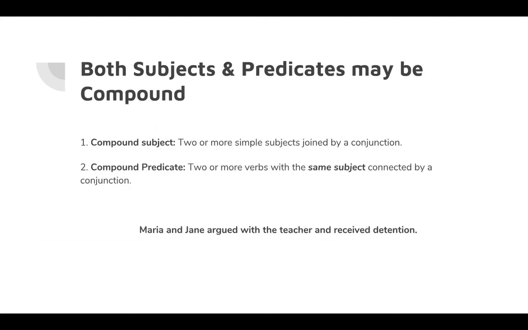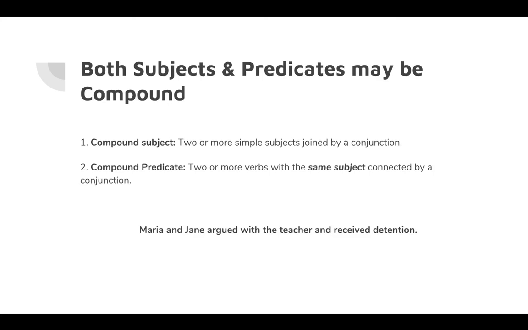All right, so we want to realize that both subjects and predicates may be compound. A compound subject is two or more simple subjects that are joined by a conjunction. And a compound predicate is two or more verbs with the same subject that are connected by a conjunction. So in the sentence below, we have both a compound subject and a compound predicate.